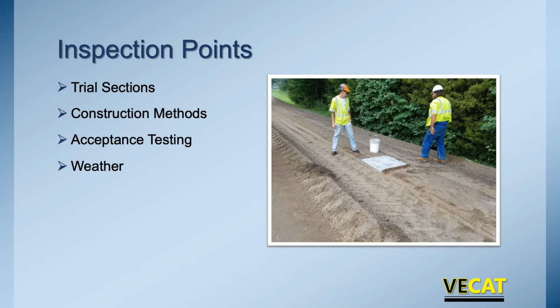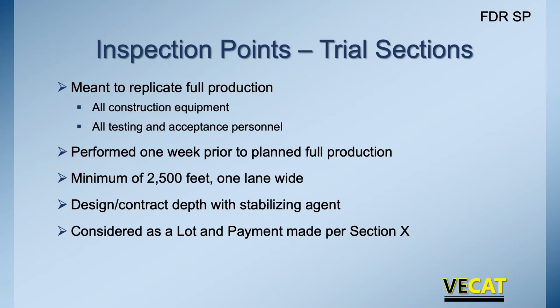We have a mix design, we're going to do a trial section. We need to look at the construction methods. Do the construction methods follow what's outlined in the spec? What is our acceptance testing? How do we ensure that the FDR process has worked properly? And making sure that it's the right type of weather. So we'll cover each one of these things, but as an inspector, you're making sure that all this is being done properly. So let's look at the trial sections.